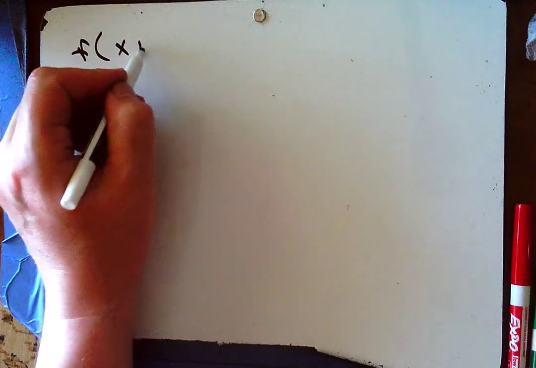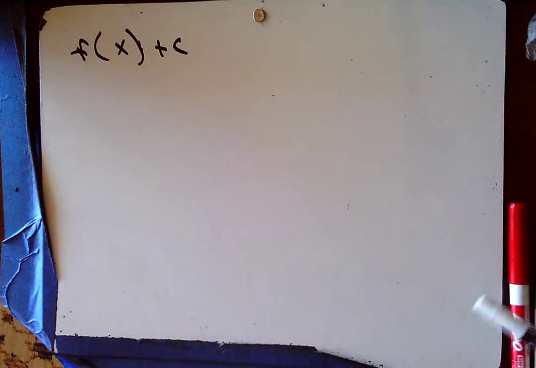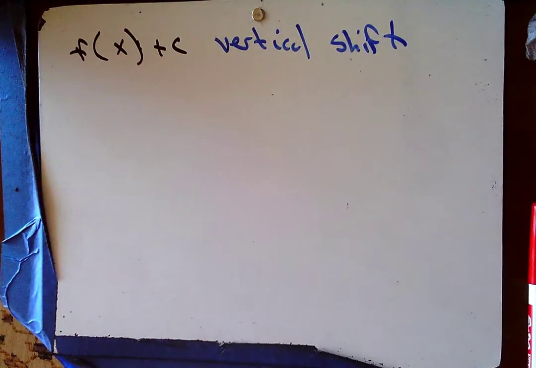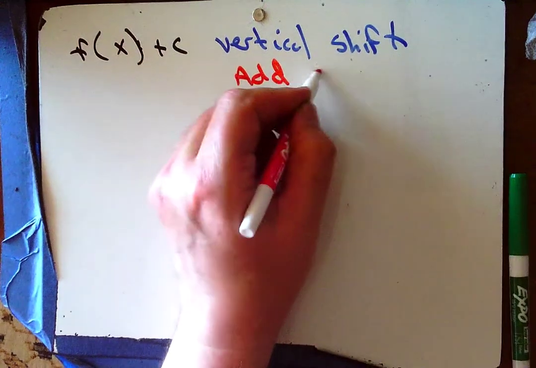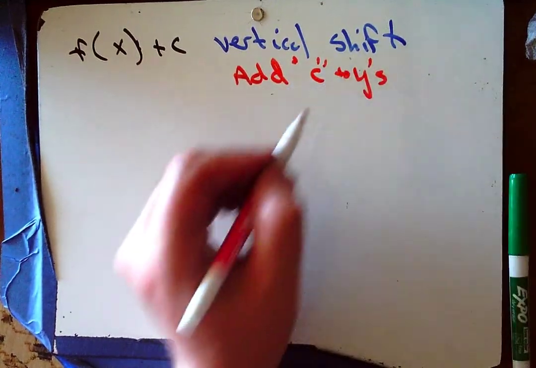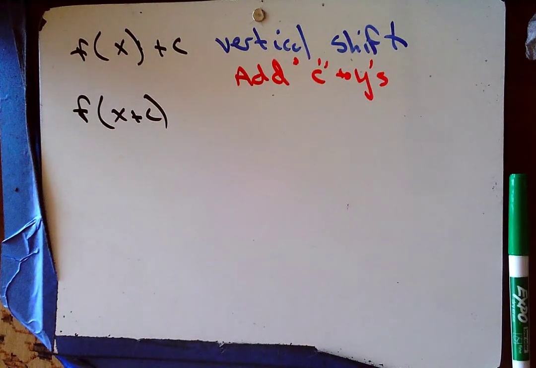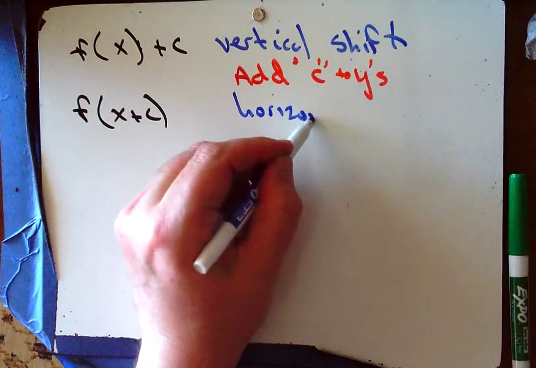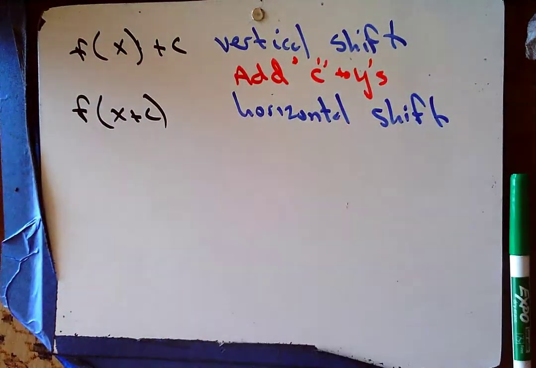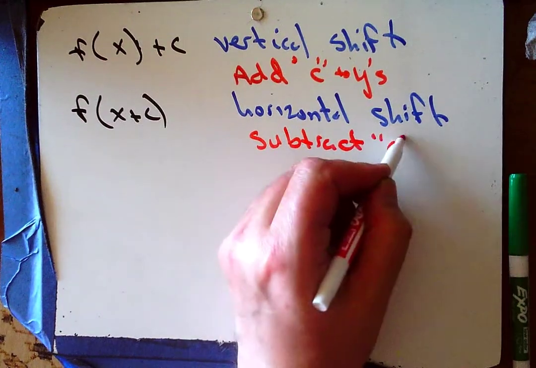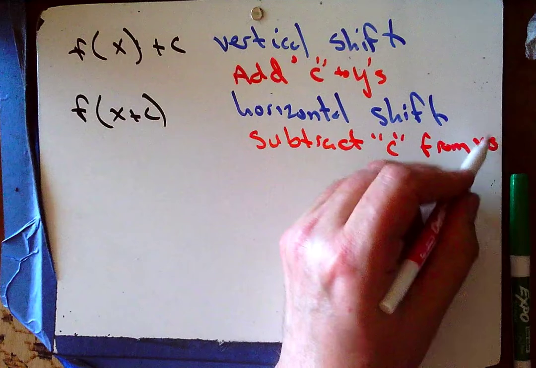All right, so let's quickly review, because if you were comfortable with that, you should be comfortable saying f of x plus c. What is this? This is a vertical shift, and we add c to the y's. And then we've got f of x plus c. That's inside the function, so that's a horizontal shift, and we do the opposite of what we see. We subtract c, not from the y's, but from the x's.